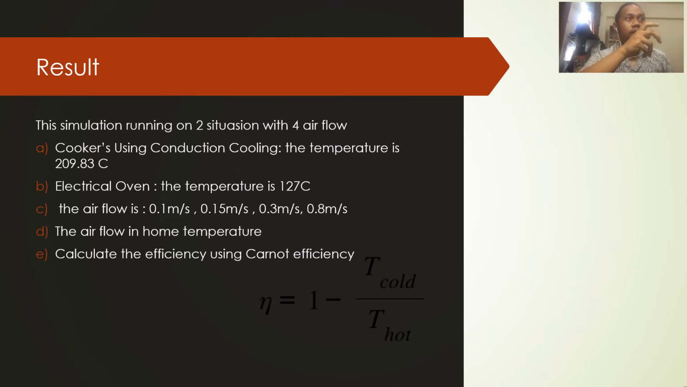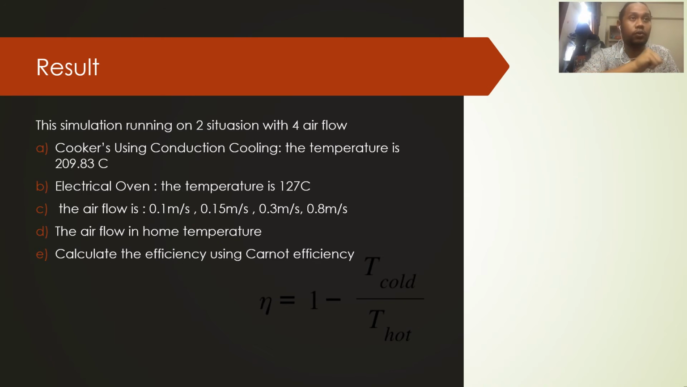For the result, I first use this TEG in house accessories. For the first, A, we are using a cooker with conduction cooling. From there, we get the temperature for the conduction cooling, which is 209.83 Celsius. And for B, we use an electrical oven. The temperature reached is 127 Celsius. And the airflow is what will happen in your house.